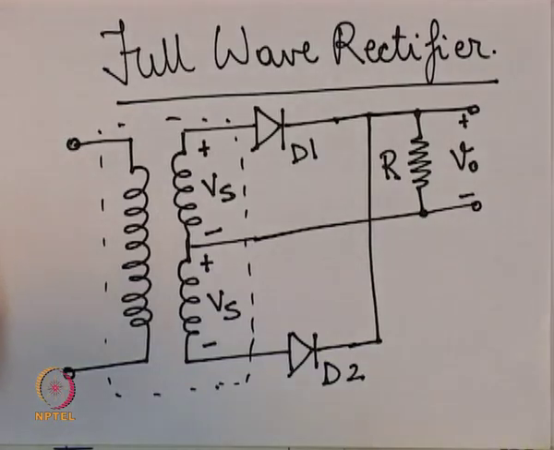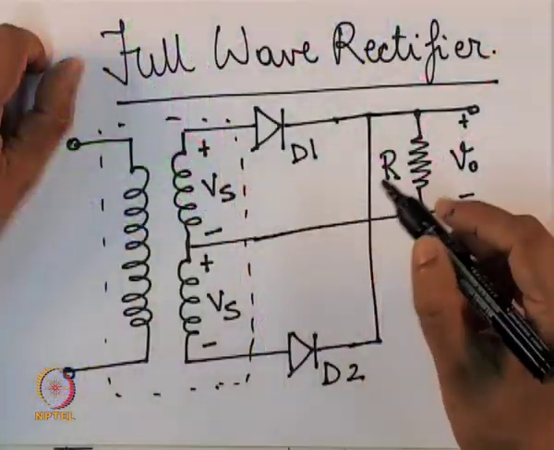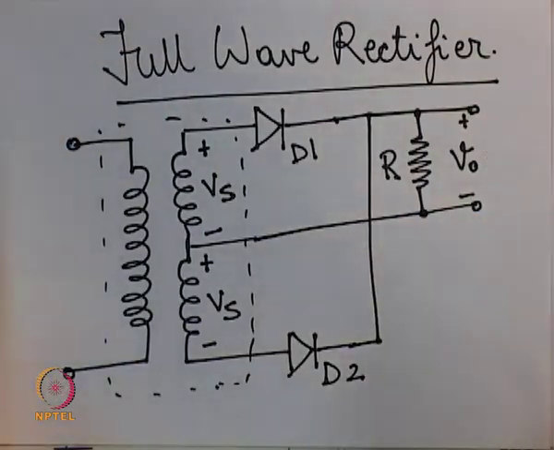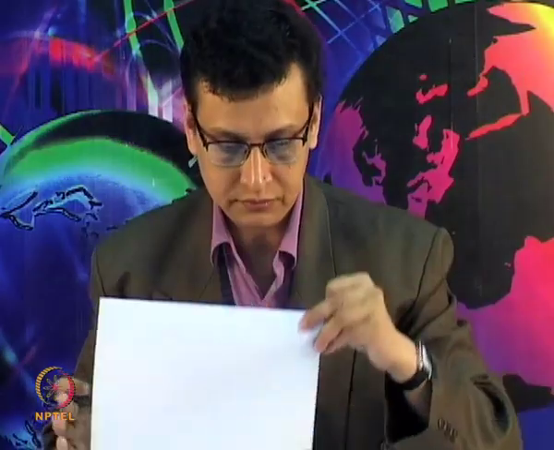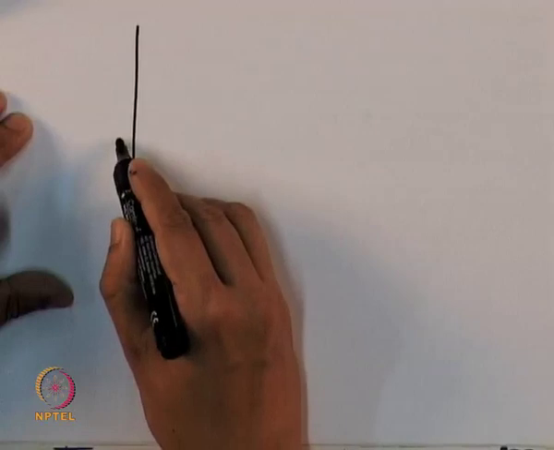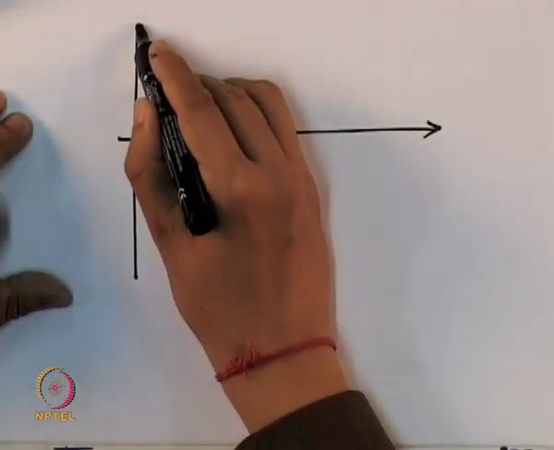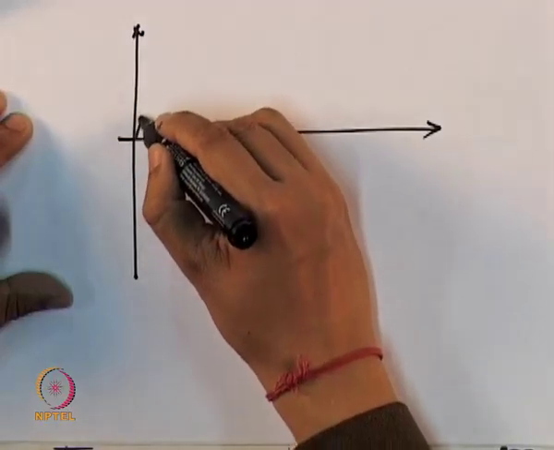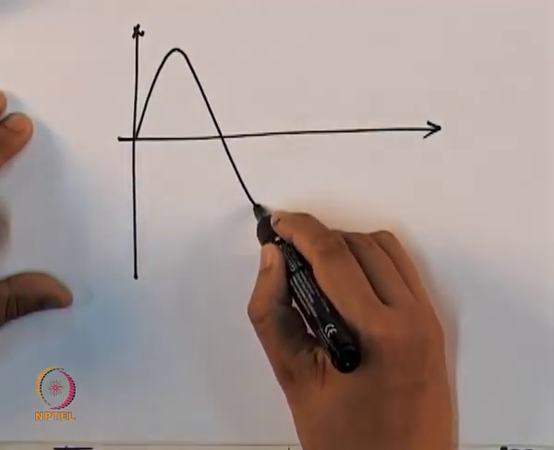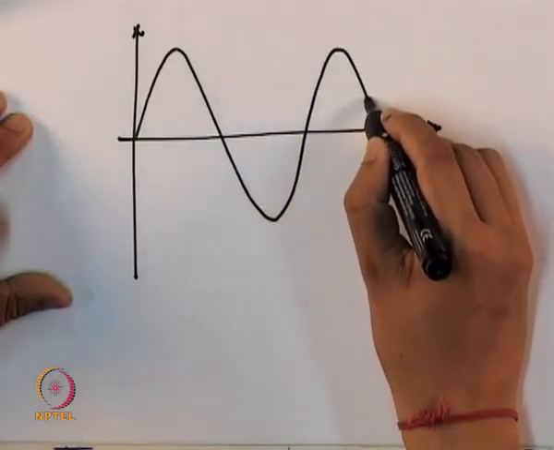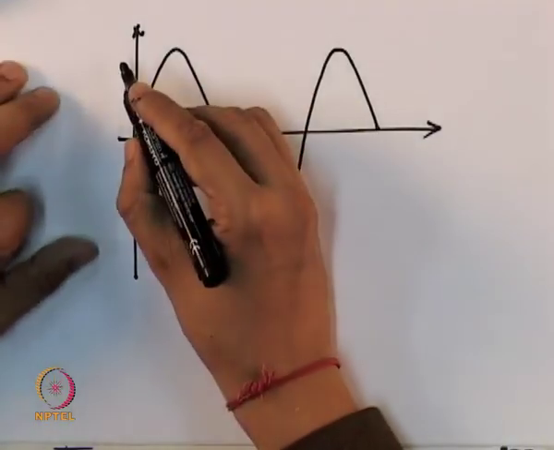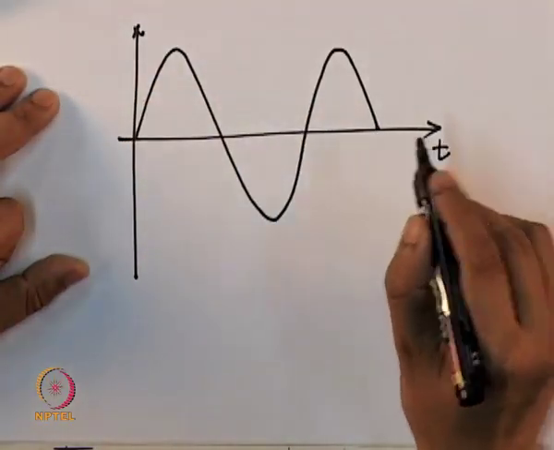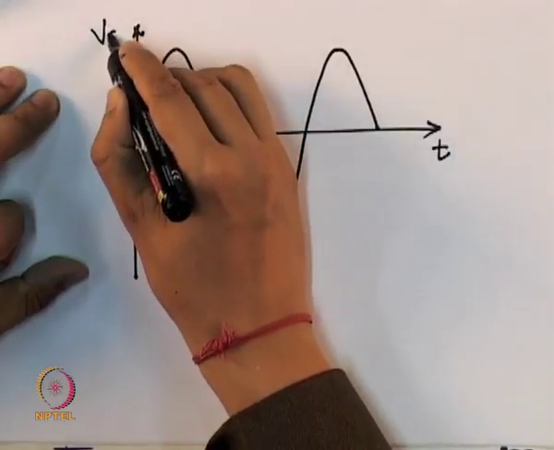Now, how does this circuit operate? Say we are in the positive, let me draw this circuit. Say Vs is positive. So, this is T, this is Vs.